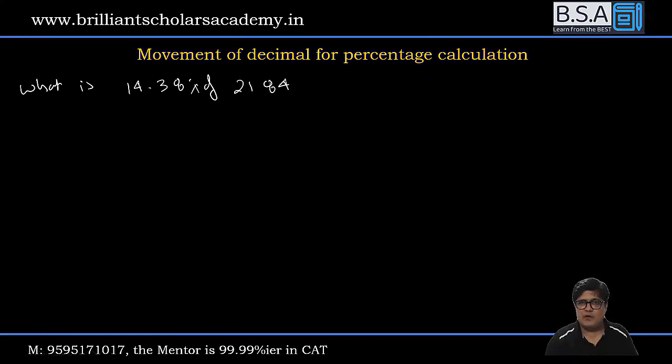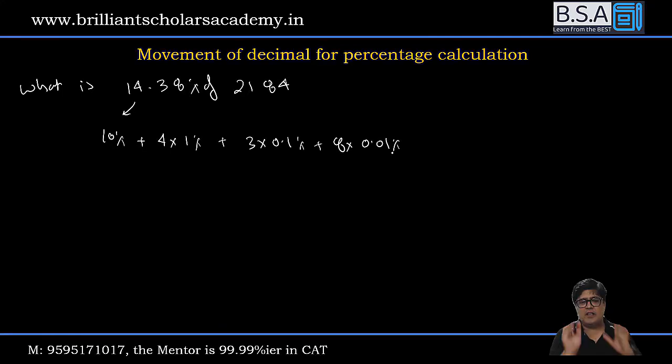Can I say this looks like 10 percentage plus 4 into 1 percentage plus 3 into 0.1 percentage plus 8 into 0.01 percentage. Just think, does it make sense to you? What I have done, does it make sense to you? 1 times of 10%, 4 times of 1%, that is 14%. The first value is 14%. Then 0.3%, 0.08%. I've simply separated those places.